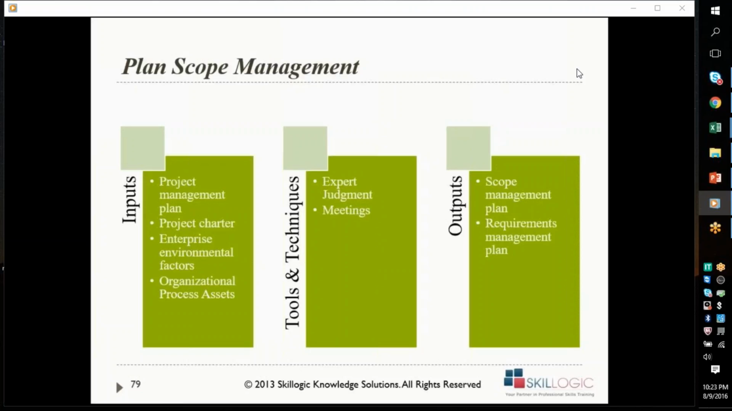Then experts can tell me the different ways with which I can create the plan, right? Experts can tell me that for this kind of project you need to speak to all the stakeholders, or for a different type of project you don't need to refer to all the stakeholders, just look at the previous documents and you would be able to gather the scope. So experts can give me the information.